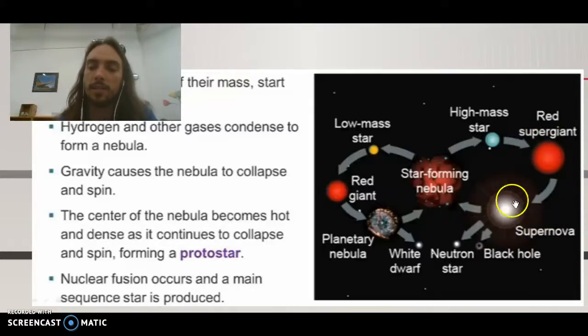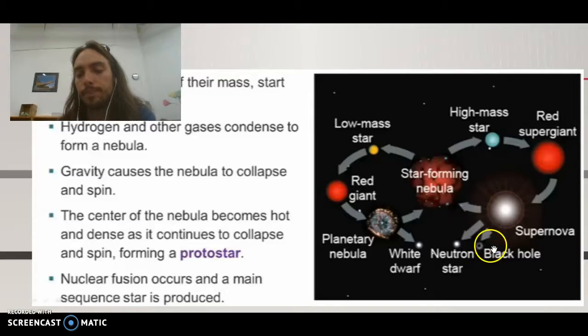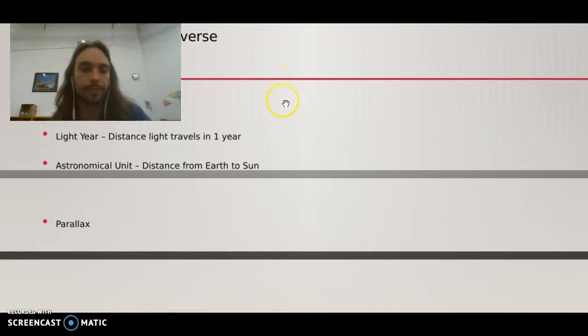And then from that supernova, there's a variety of things that come into play here that we won't get into. It can either turn into a black hole, and that's an extremely dense area, or it can turn into a neutron star, which normally these eventually explode, or it can go back into a star-forming nebula and start that process all over again. So that's important to know, the star cycle.